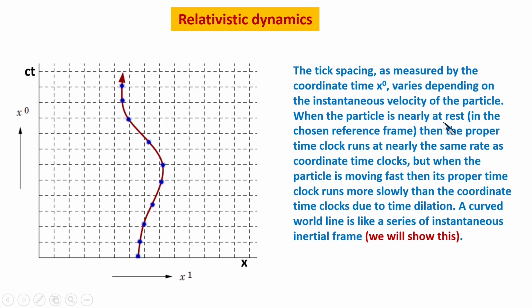When the particle is nearly at rest in the chosen reference frame, then the proper time clock runs at nearly the same rate as the coordinate time clock. Okay, so both your coordinate clock and the moving clock will run at the same rate because they are at rest. But when the particle is moving fast, then its proper time clock runs more slowly than the coordinate time clock due to time dilation. A curved world line is like a series of instantaneous inertial frames, and this we will show when we discuss Rindler's accelerated frame of reference.